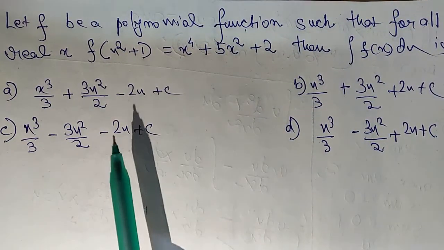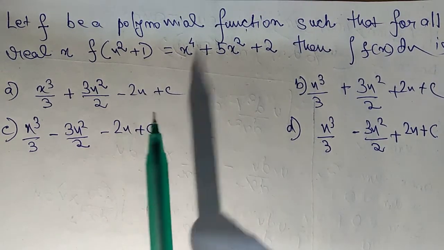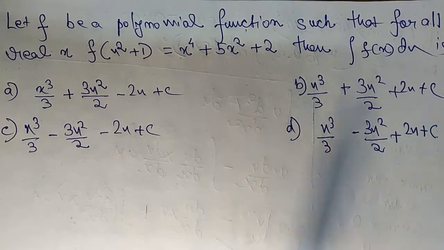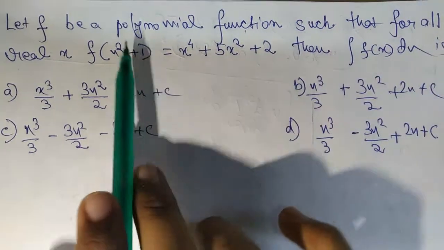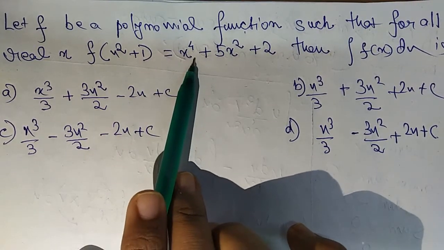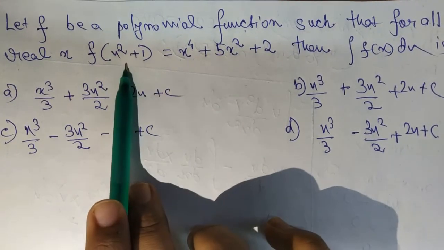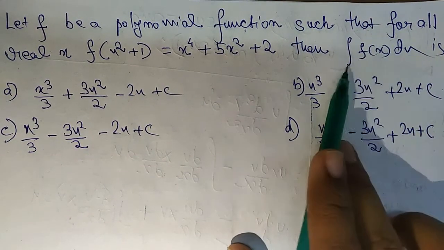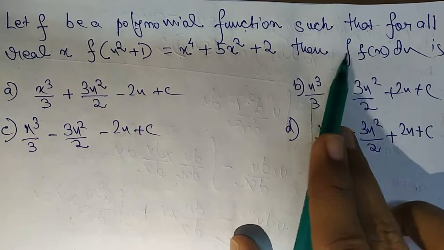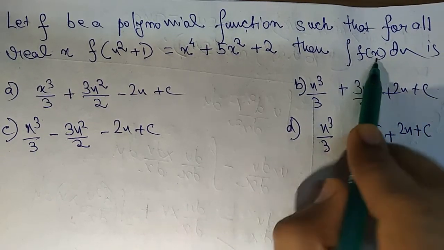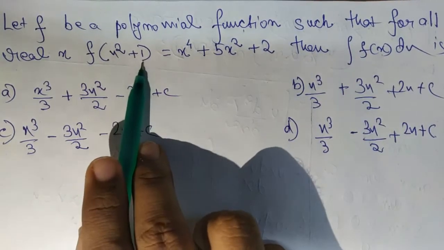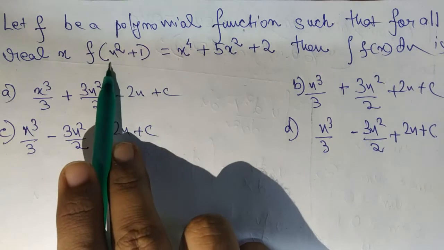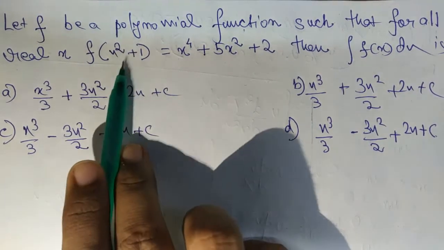I am not wasting time reading these options aloud; I am getting directly to the process. Here it is a function of x to the power 4, and inside the function it is x square plus 1. Our question demands the integration of f(x) dx, so we have to convert this x square plus 1 to a simple x.